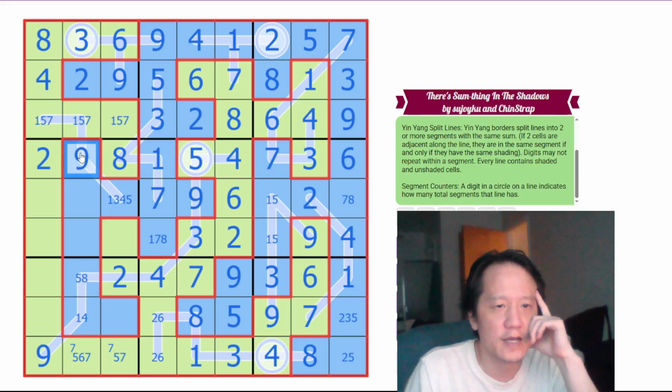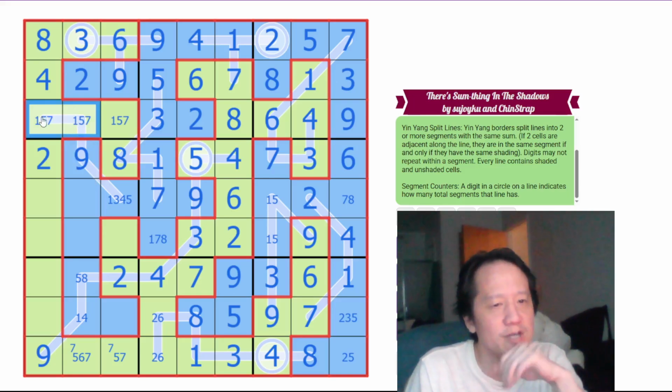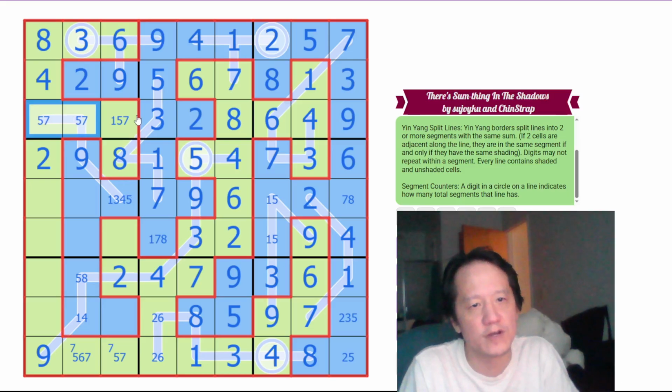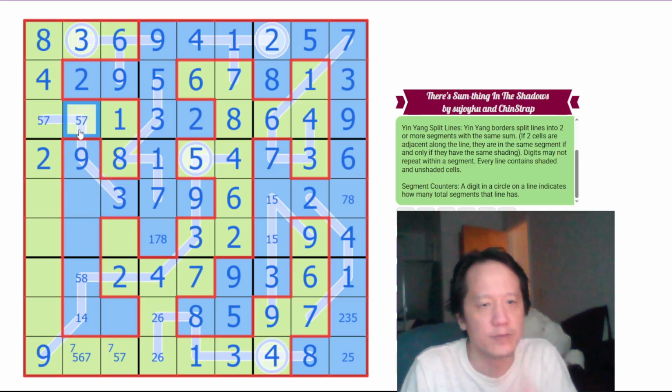This is 9, so only possibilities that add up to 9 cannot be 1 here. It has to be 5, 7. So this is 5, 7, which forces this to be 1. This must be 3 and 9 adding up to the 5 and 7.